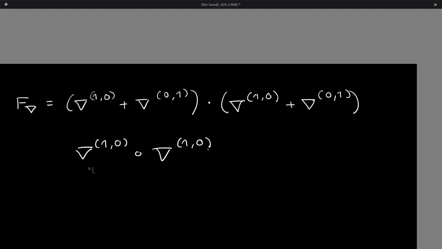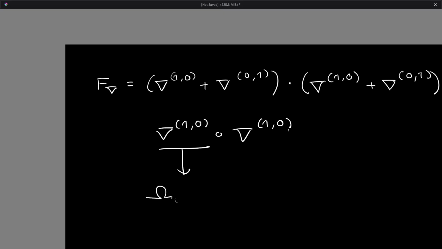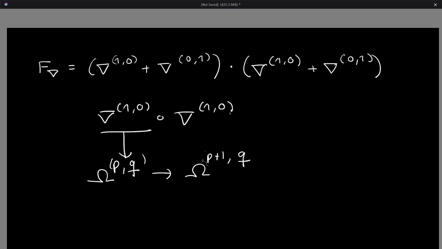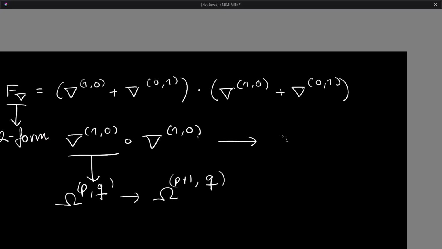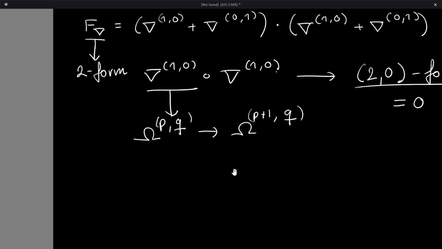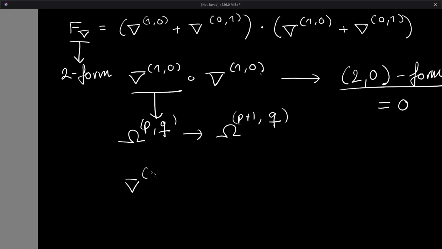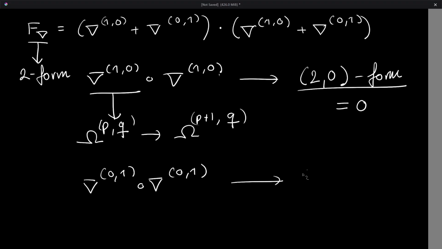So each of these is a map that takes us from omega p,q to omega p plus 1,q, right? So if that's the case, and if F nabla is a 2-form, its overall grade is 2, then this must be the part that takes us to a 2-0 form. We're going to have to prove that this 2-0 form is equal to 0. There's going to be another part that is nabla 0,1 after nabla 0,1, and this is going to be the 0-2 form for similar reasons.